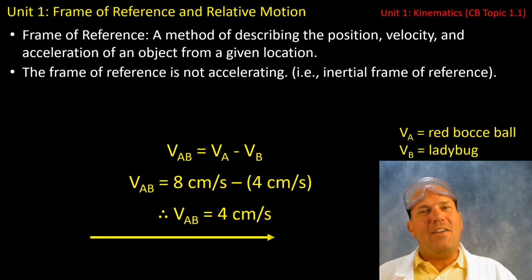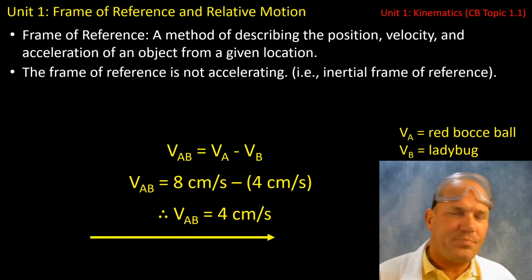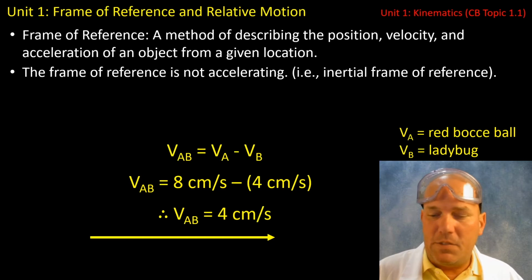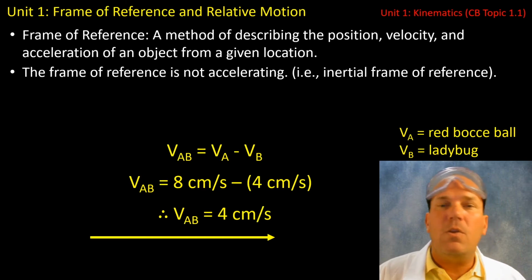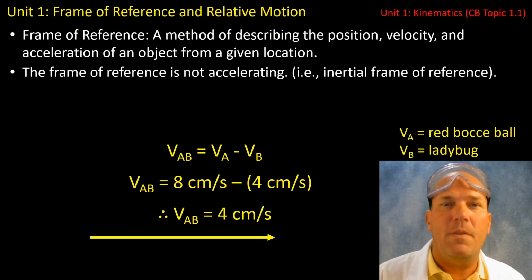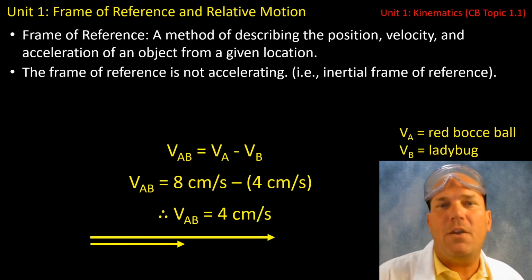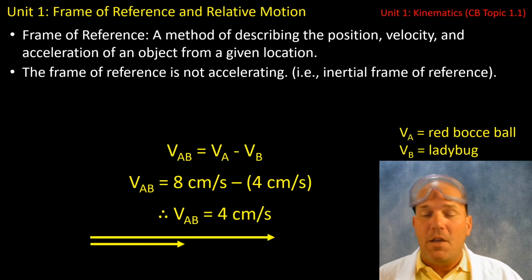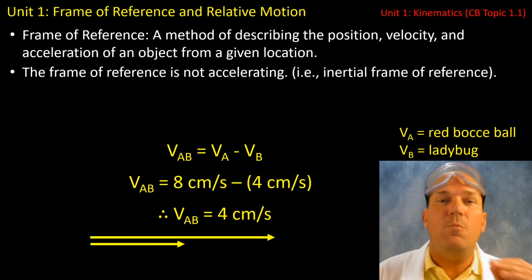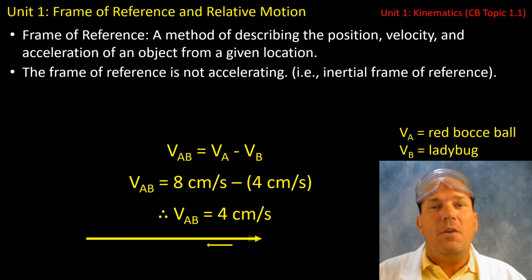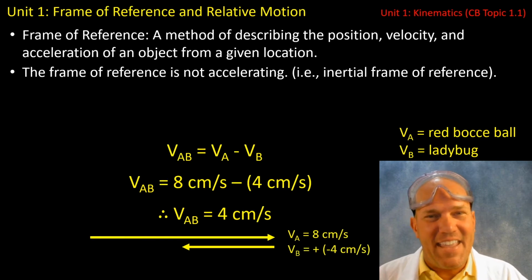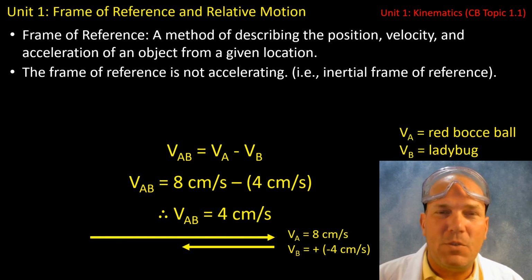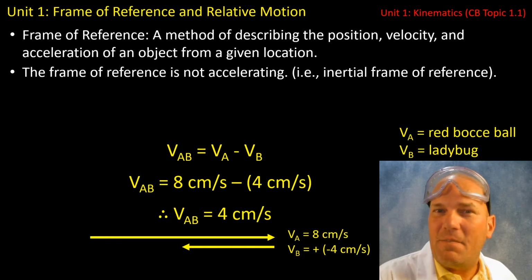However, one was moving 4 centimeters per second faster relative to the frame of reference, i.e. the ladybug. Now, guys, we can also do this with vectors. Some students find this to be the easiest way of them all, and that works. That's wonderful. So I've drawn an arrow to represent the magnitude and direction of the red bocce ball. Now I've drawn an arrow to represent the magnitude and direction of the ladybug. However, recall from unit zero, when we subtract two vectors, we're actually adding the negative of that vector. So to do this correctly, I have switched the direction of this second vector for the ladybug.